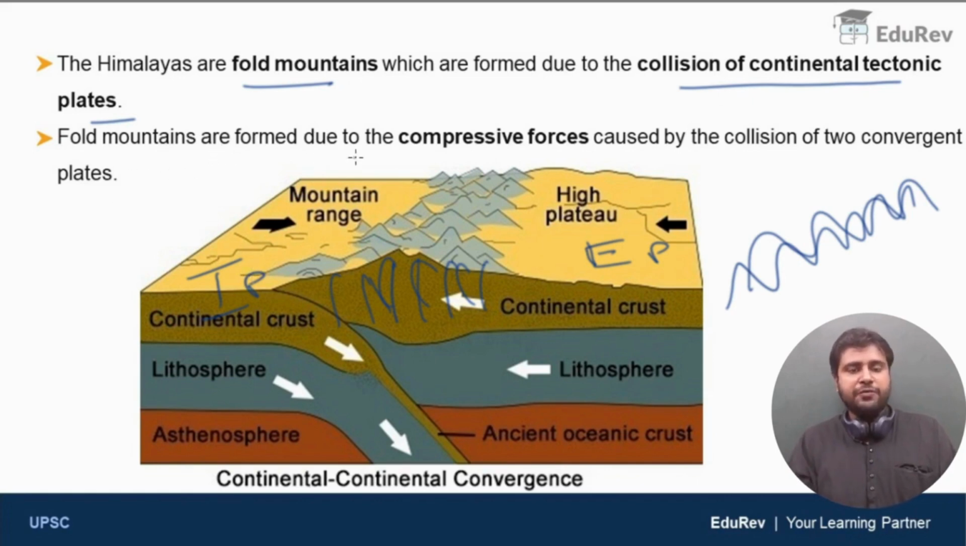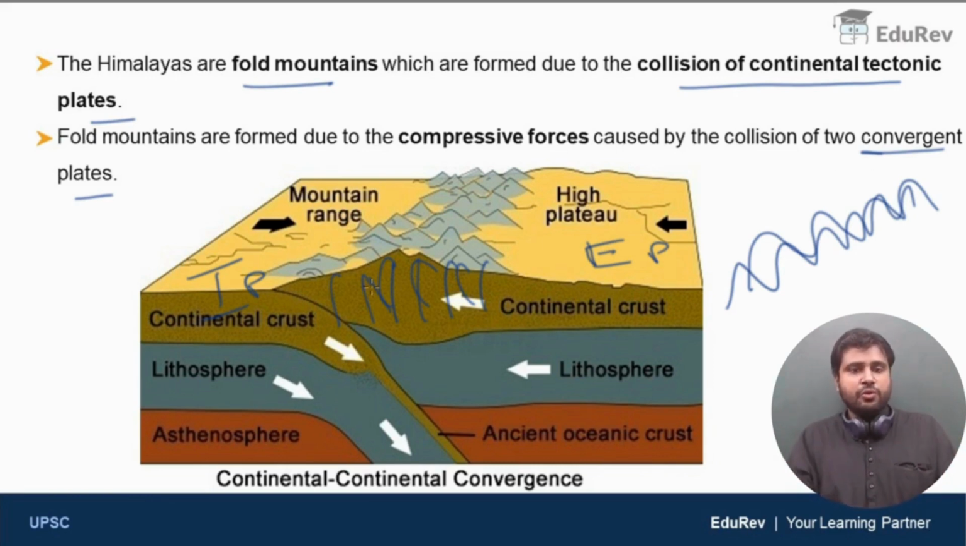Now, fold mountains are formed due to compressive forces caused by the collision of two convergent plates. So what do you mean by convergent plates? If the tectonic plates are coming together, they are convergent plates. And if the tectonic plates are moving apart, they are divergent plates. In the previous video, we discussed that the tectonic plates are in constant motion. Why tectonic plates move, we will discuss in detail in geomorphology. But the tectonic plates are in constant movement. Sometimes the tectonic plates come together. Then they are called convergent plates.